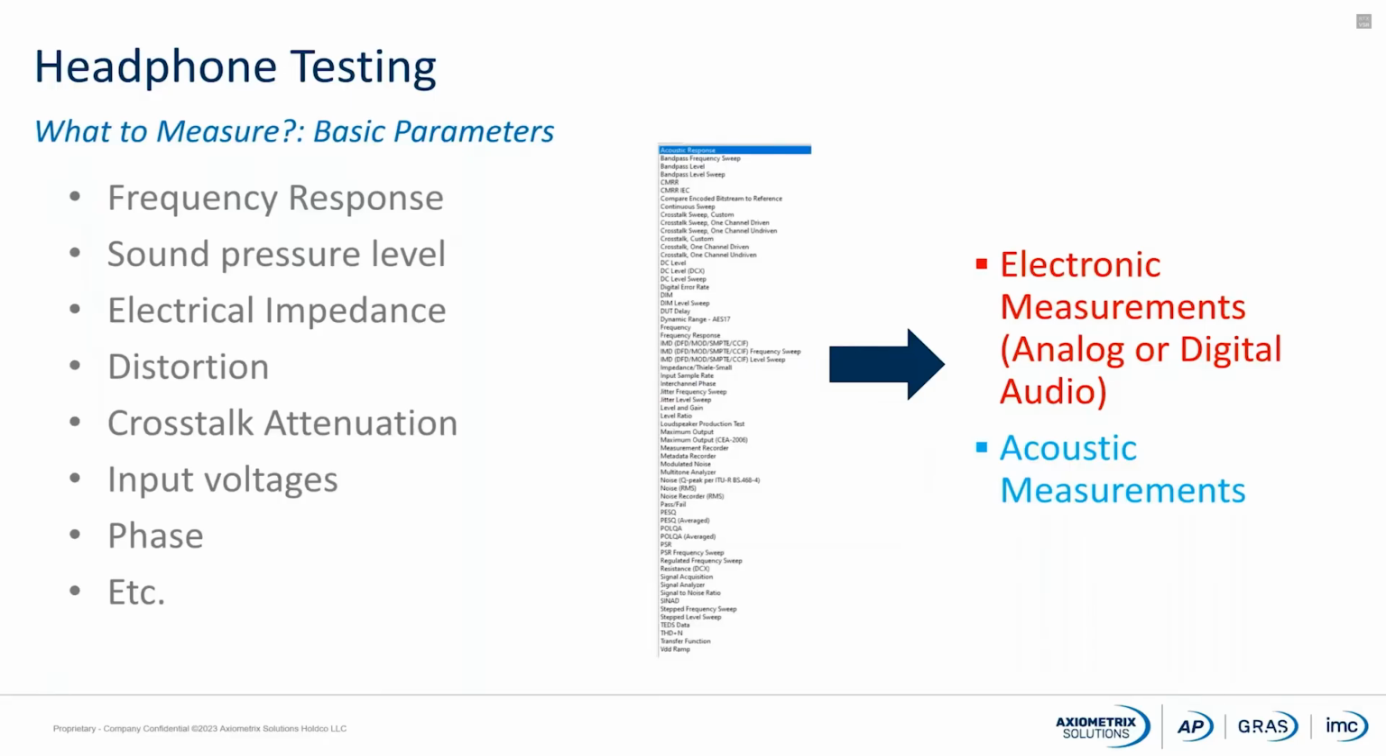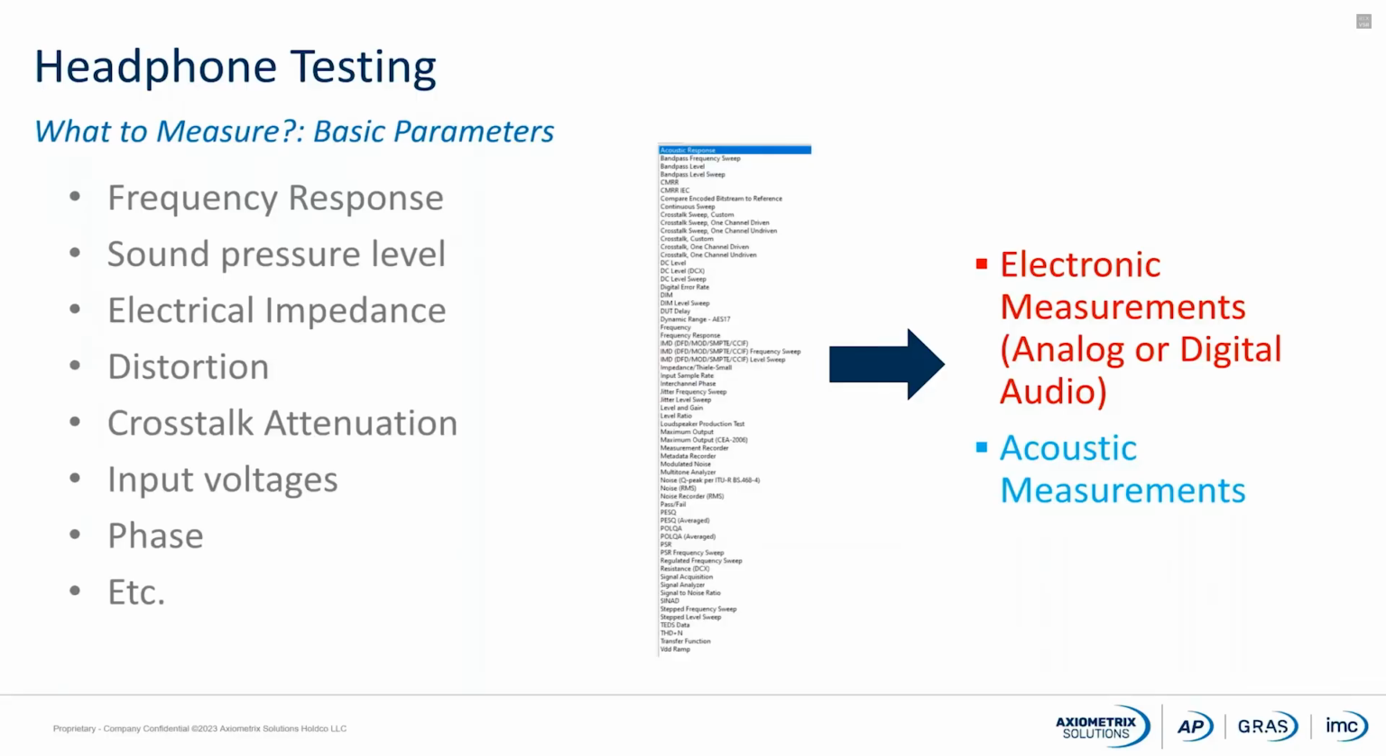If we talk specifically about headphone testing, there are some basic parameters that we can measure. One of them could be the frequency response. For example, for the left and right driver of my headphones, maybe we would like to measure the sound pressure level for a specific input voltage. In some cases, some people might be interested in measuring the electrical impedance of the different drivers in our headphones. Maybe we would like to measure distortion, such as THD, or any type of intermodulation distortion.